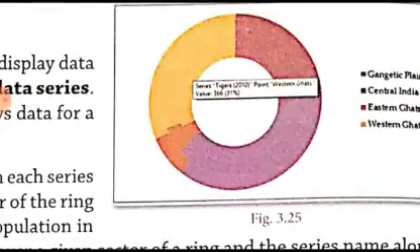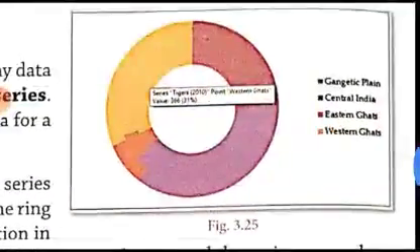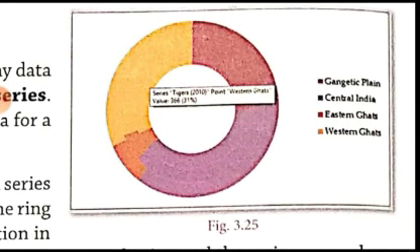Okay, for example, here we are using violet color for Central India. You can see that each ring displays the violet color showing the percentage of population in Central India. Similarly, you can see the Western Ghats has the orange color.